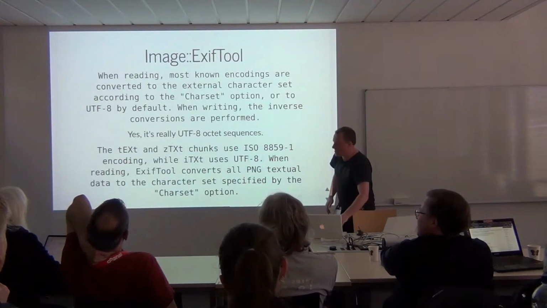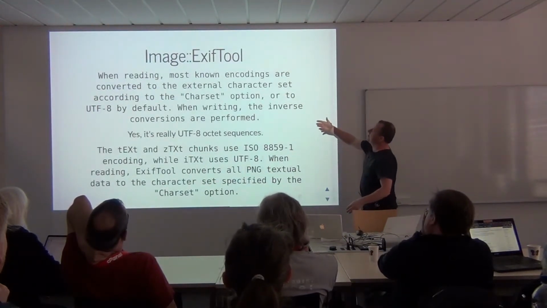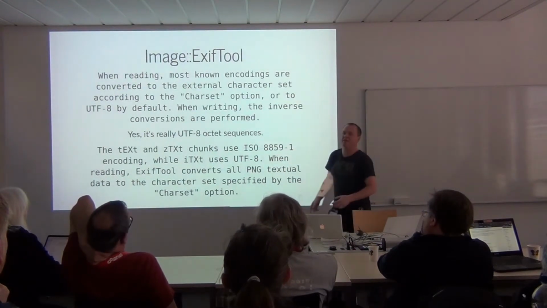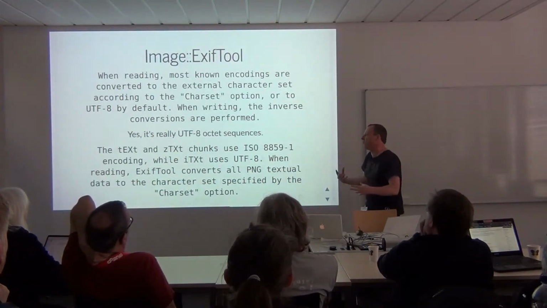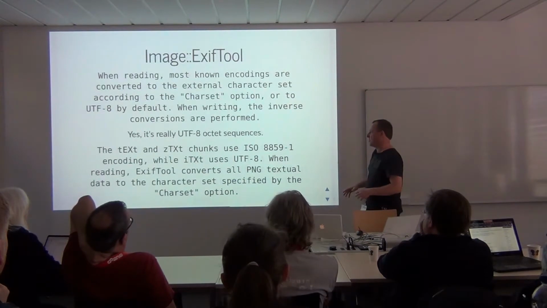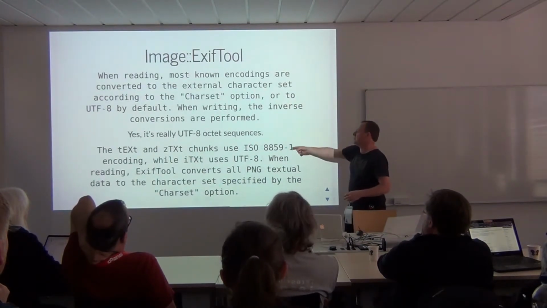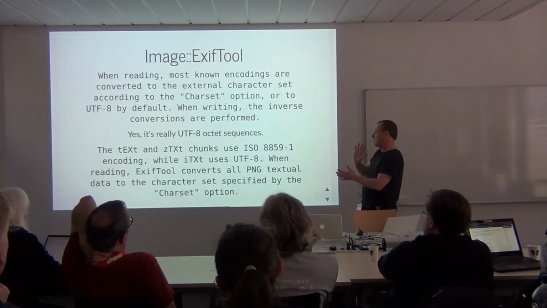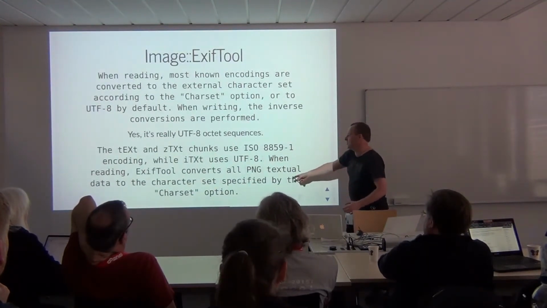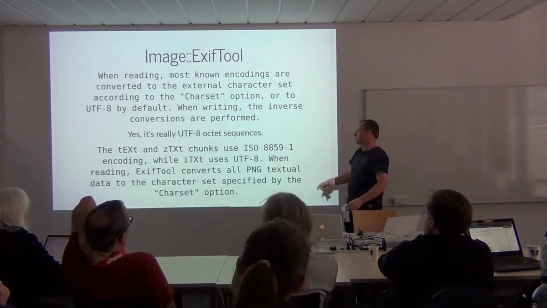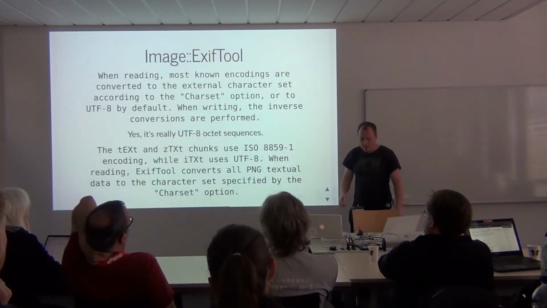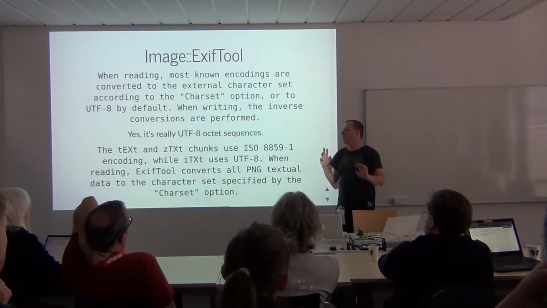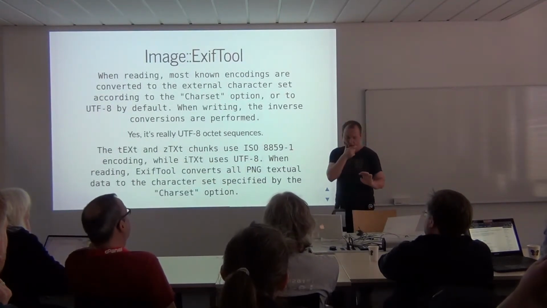So what about ImageExifTool? It says that when reading, most known encoders honor the charset option, UTF-8 by default. Yeah, it really gives you UTF-8 octet sequences because it has to support all that dinosaur-era Perl. And it says zTXt and tEXt use ISO Latin-1, while iTXt uses UTF-8, and it converts all PNG textual data to the character set specified by the charset option. And then I ran it on my test cases, and I got some really interesting things that were not UTF-8 octet sequences.